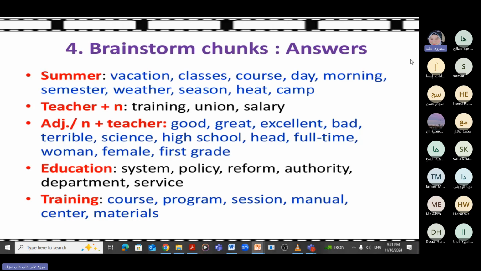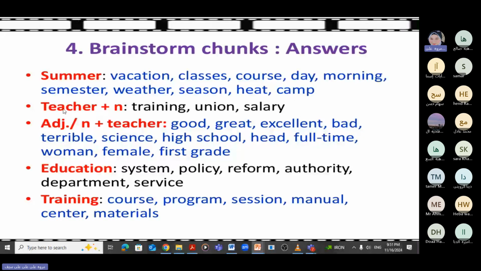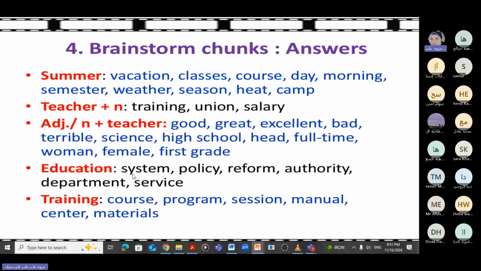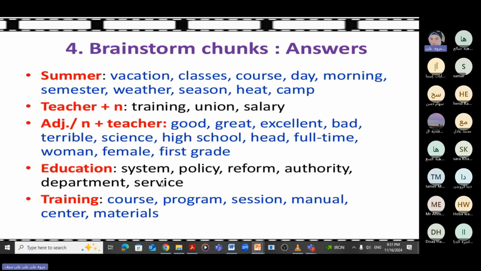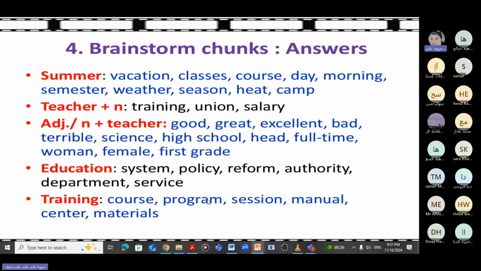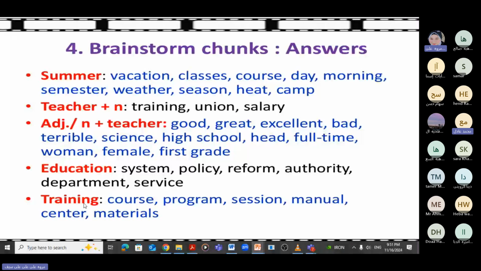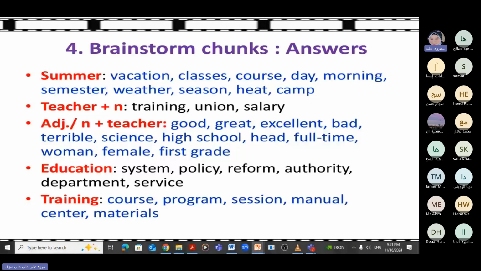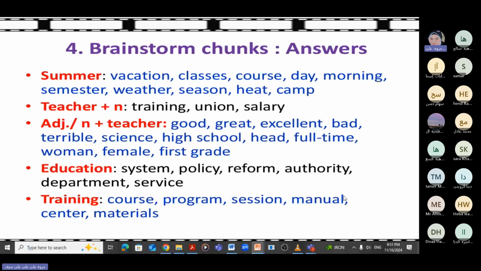Summer vacation, classes, course, day, summer course, summer day, summer morning, summer semester, for example, whatever. You said some of them, summer camp. Excellent. Teacher training, teacher union, teacher salary. A good teacher, great teacher, excellent teacher, science teacher, first grade teacher, whatever. Education system, education policy, education reform, education authority, education department, education service, training course, training program, public education, excellent, wonderful collocation as well. Training materials, training center, training session, training manual, a lot of these.